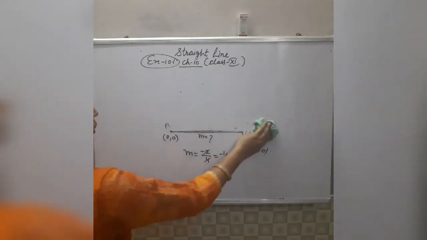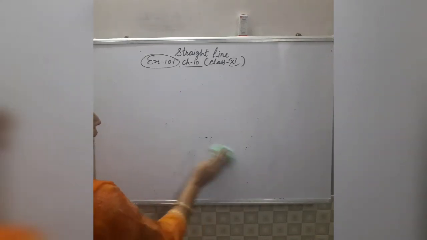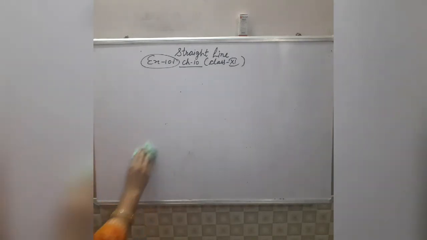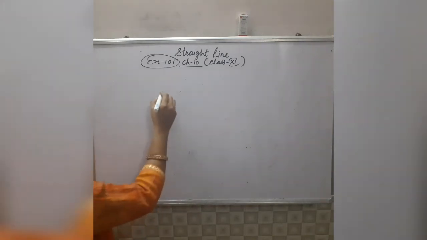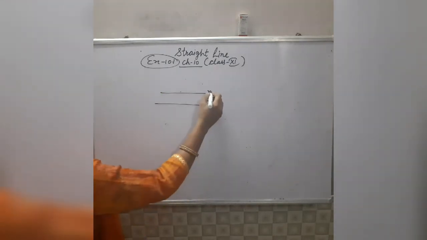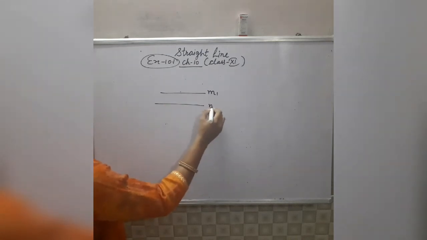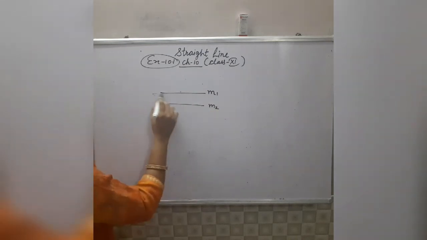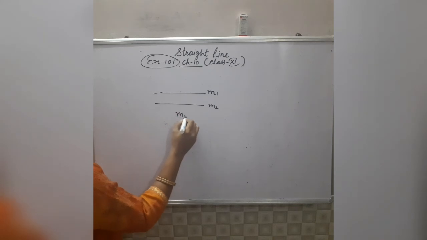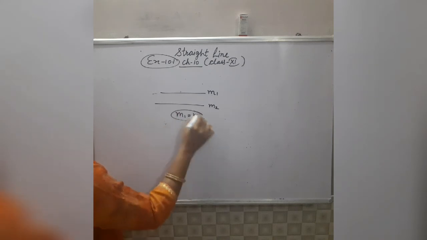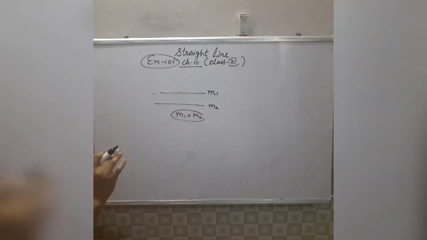Now see, I want to tell you one more result related to slope. If two lines are parallel to each other, in that case the slope will be the same. Means if m1 is the slope of the first line and m2 is the slope of the second line, and these two lines are parallel, then m1 is equal to m2. The slope of parallel lines will always be the same.